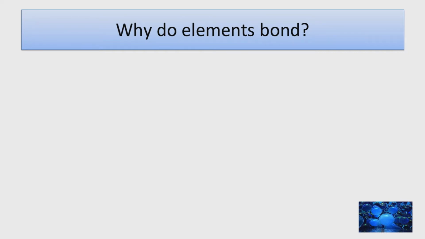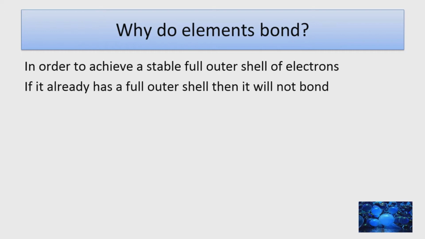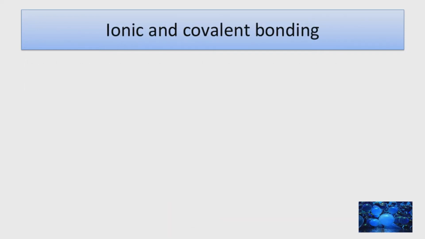Elements bond to achieve a full outer shell of electrons, therefore becoming stable. If they already have a full outer shell of electrons, for example neon, which has 8 electrons in its outer shell, then it will not bond with anything. There are 3 types of bonding we'll look at. The first 2 are ionic and covalent, and later on metallic bonding.